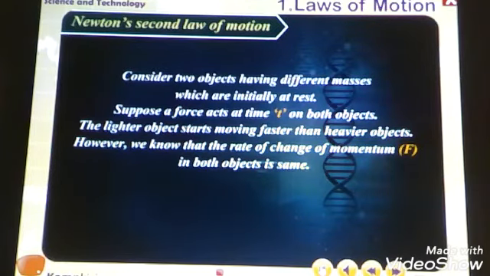Consider two objects having different masses which are initially at rest. Suppose a force F acts for time t on both objects. The lighter object starts moving faster than the heavier object. However, we know that the rate of change of momentum in both objects is the same.